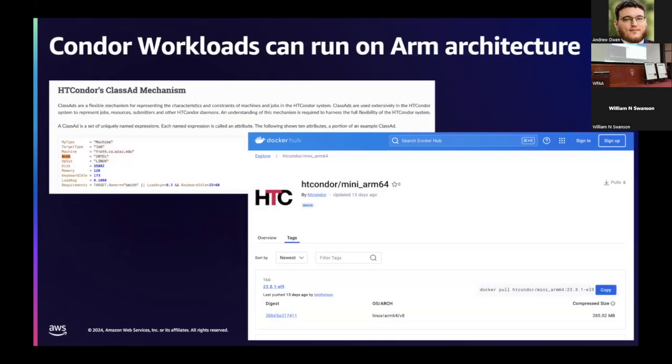The other neat thing that you could also do from a performance point of view is to leverage the ARM architecture-based instances, right? If you're familiar with the Condor ClassAd mechanism, similar to the Kubernetes taints and tolerations concept, you could fine-tune your job execution on specific hardware as needed, right? And for Condor, if you're running containers, ARM-based containers are also available. I think it was released in the last couple of days, right?